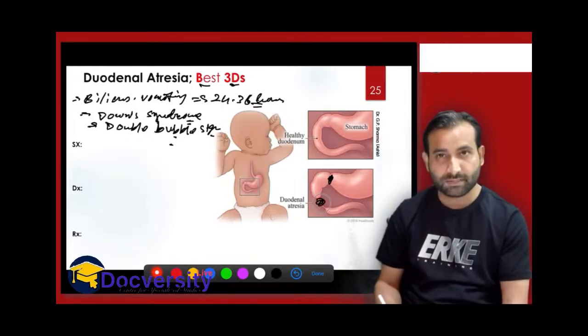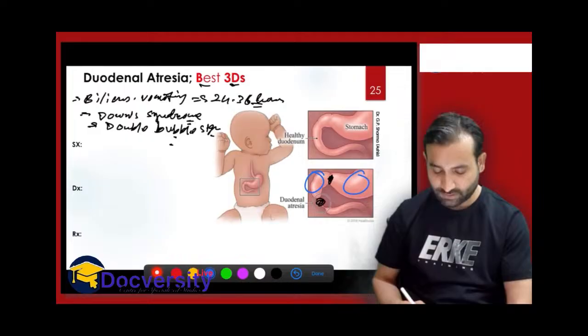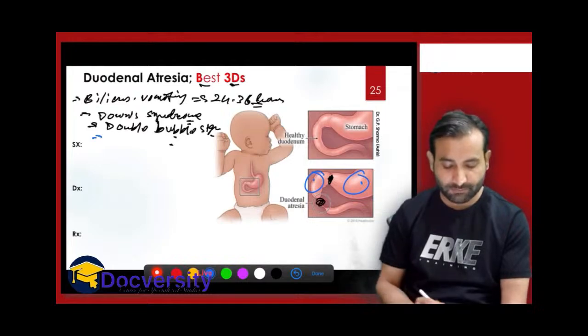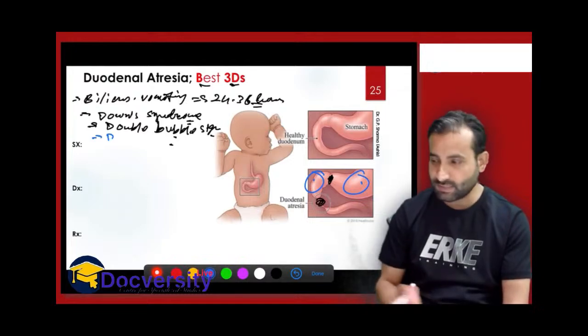This is the, what is this one? Pyloric sphincter, and here is the atresia. So this will be dilated, this will be dilated. So two bubbles will be seen in the X-rays, right? So double bubble sign. So Down syndrome, double bubble sign, 2Ds.